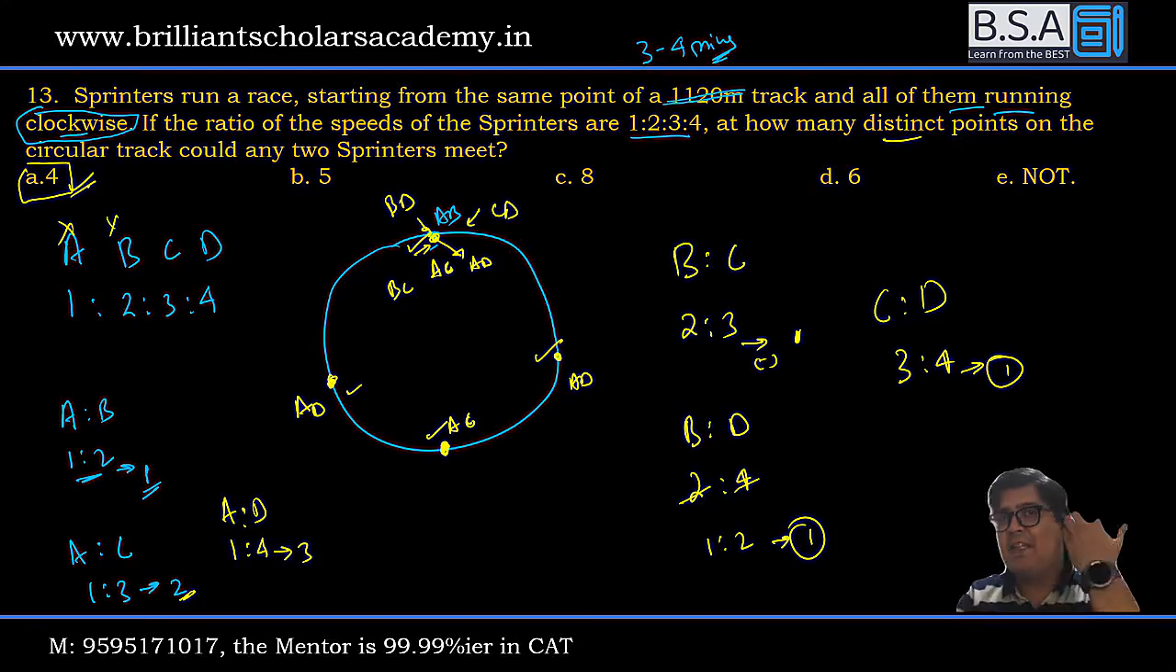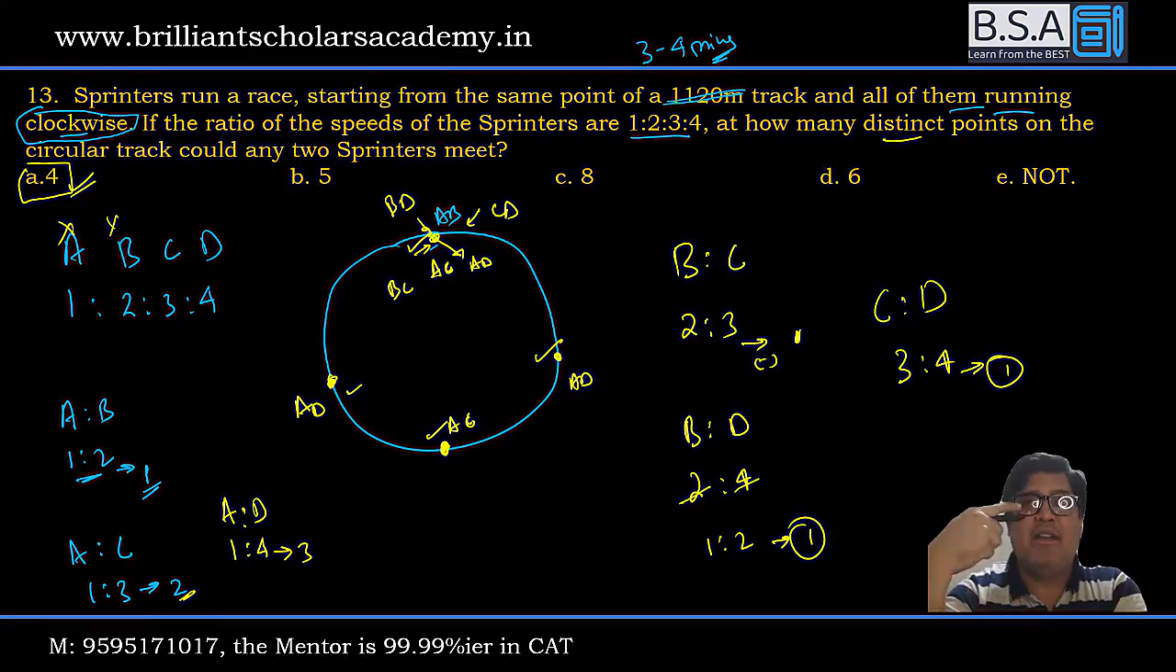Now you might be thinking, sir, what if the numbers are complex? What if the numbers are 12, 17, 21, 35? You have to do this only. There's a small trick there. We count factors. We count common factors. Common factor means common point.